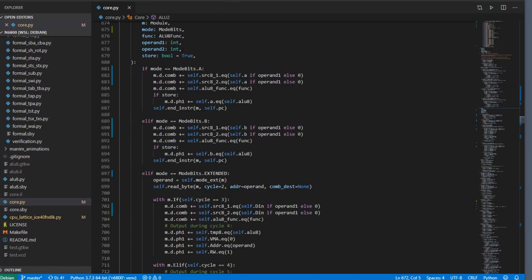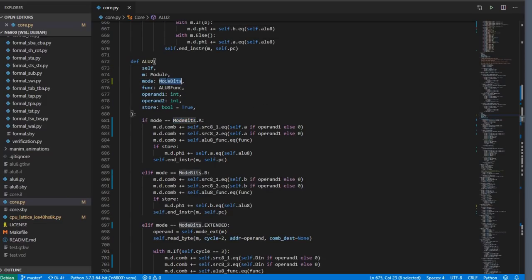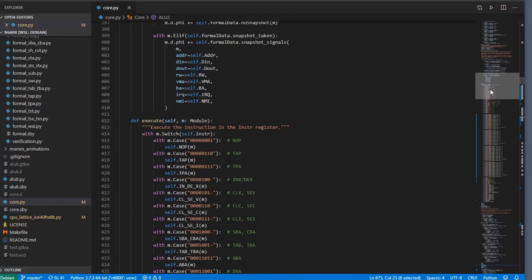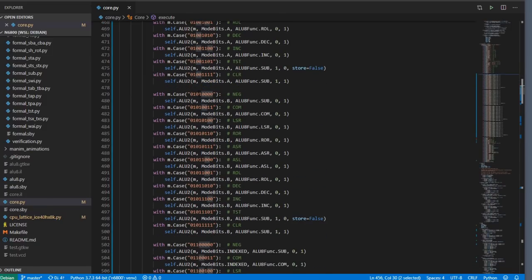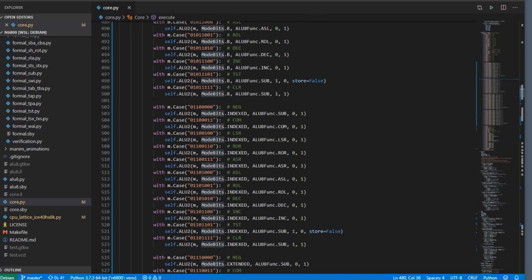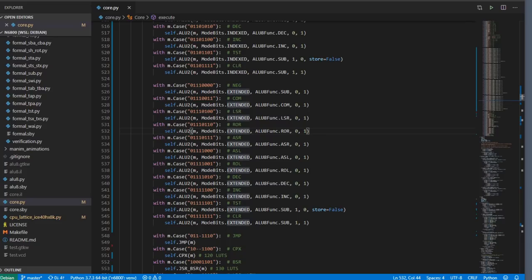Okay, so I have replaced those synthesized time ifs with compile time ifs. The thing is that now I have to pass the mode bits for all the instructions, and I've done that here. So I basically have four blocks of instructions where I only had one. And of course, now the matcher doesn't have any don't cares in them. So we can see that I'm explicitly setting mode bits A when these two bits here are zero. When they are one, I'm setting mode bits B, indexed and extended. So those are all the instructions that are the ALU2 instructions. So let's see what happens now.